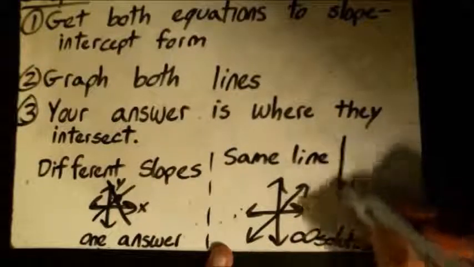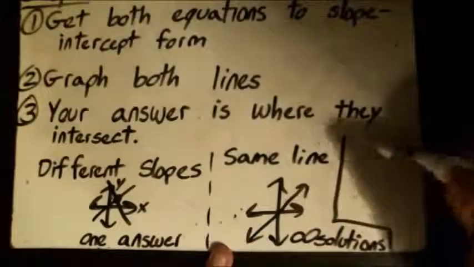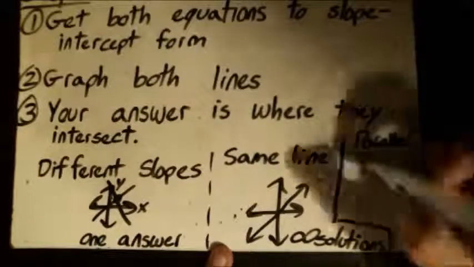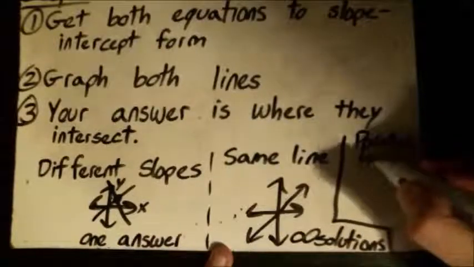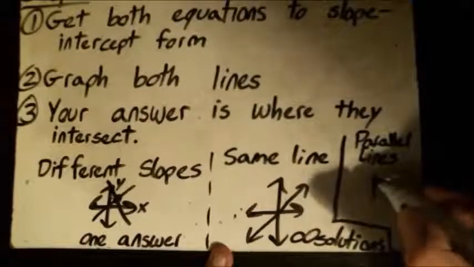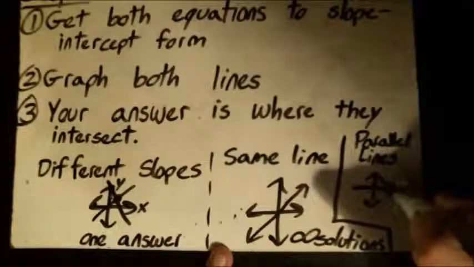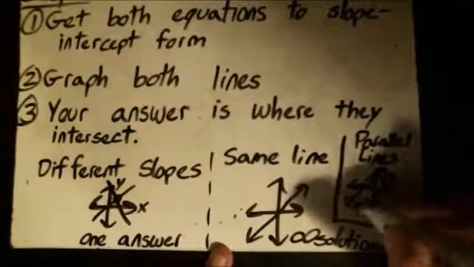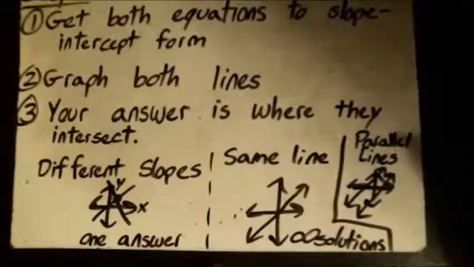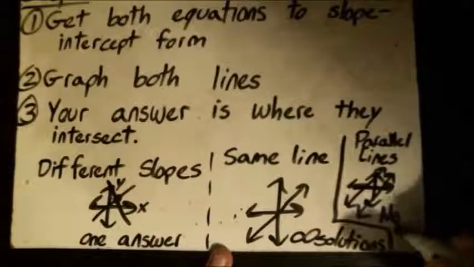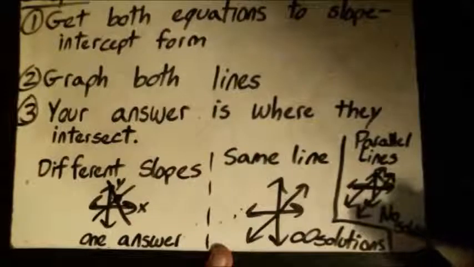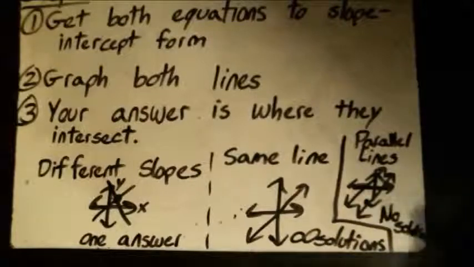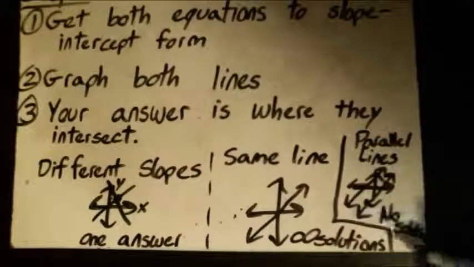And of course, our last scenario would be you have parallel lines. And if you have parallel lines, that's going to look something like, let's say that and that. So if you've got two parallel lines, then you have no solution. So parallel lines are the ones that most people get tripped up on, is if you have two lines that are never going to intersect, that means you have no solution.